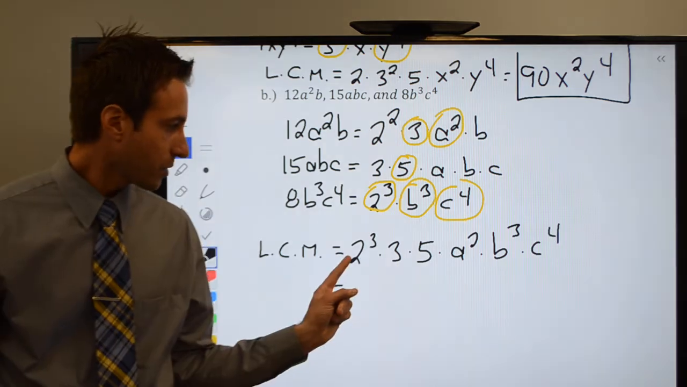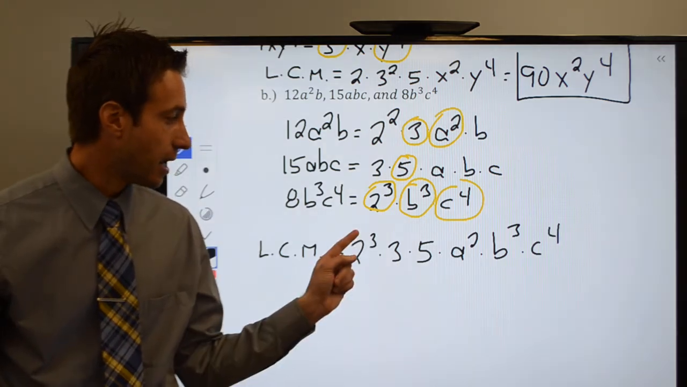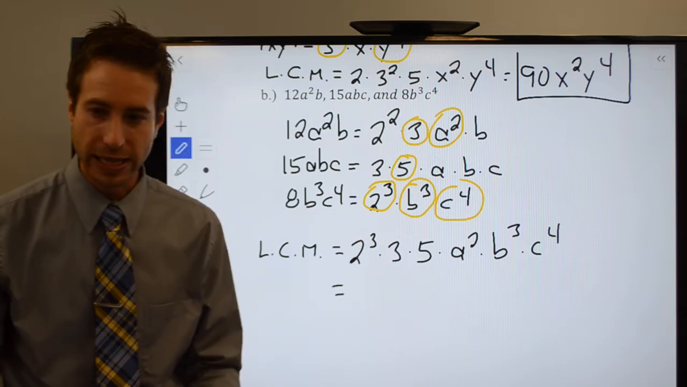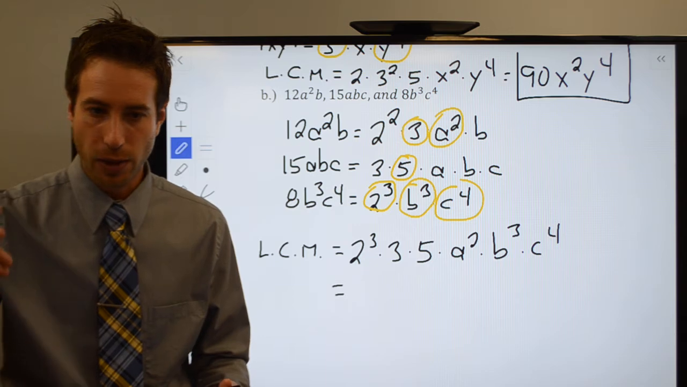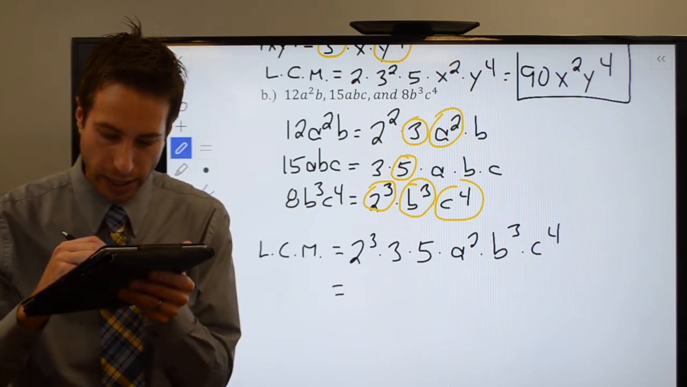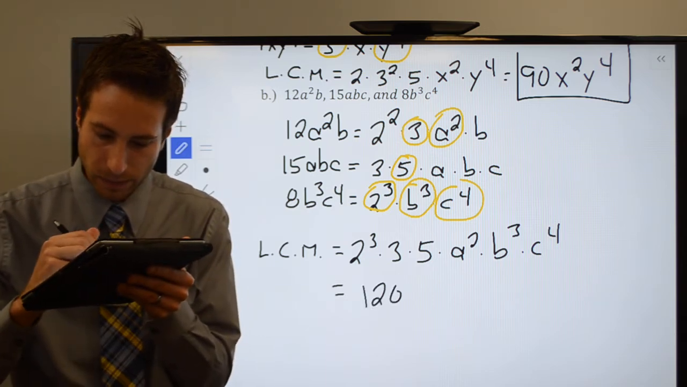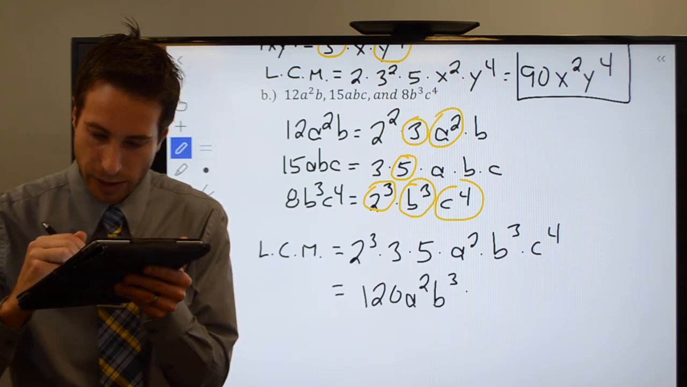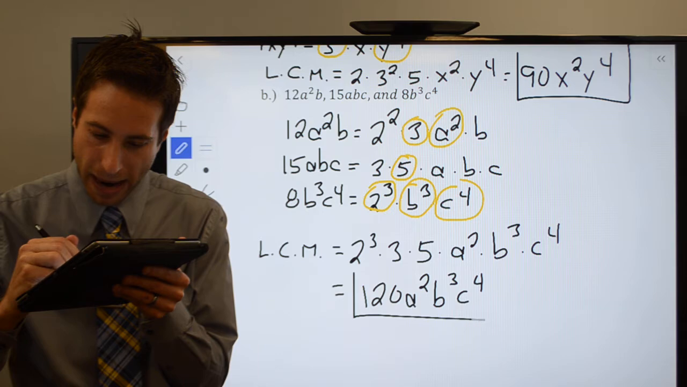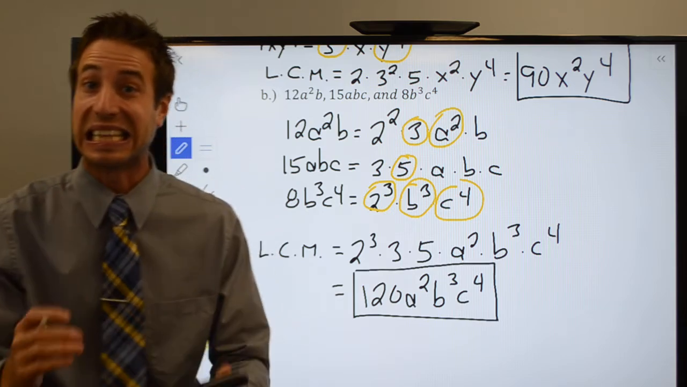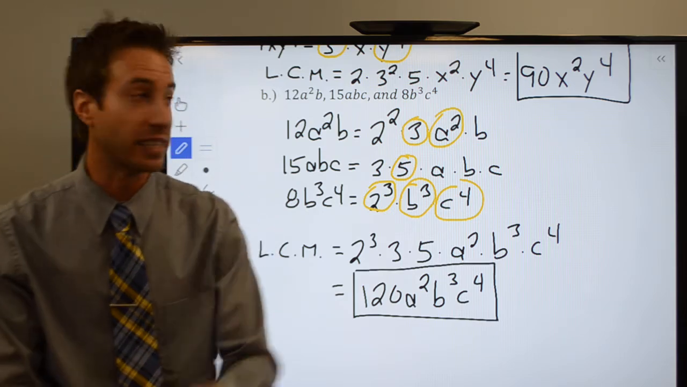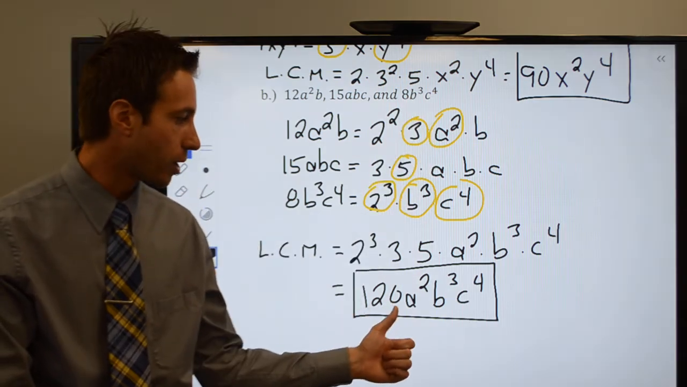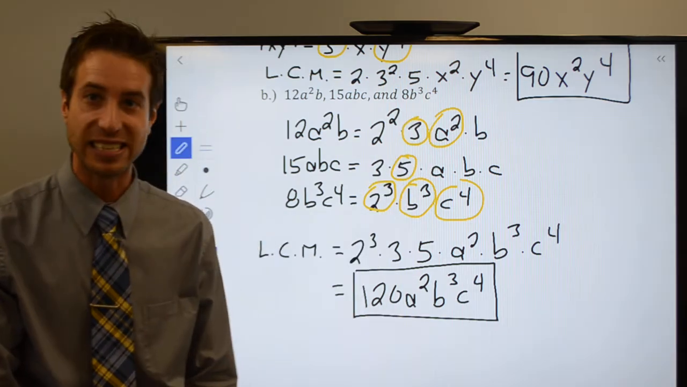All right, 2 cubed is 8. 8 times 5 is 40. 40 times 3, what do I get? I get 120. A squared, b to the third, c to the fourth. So my LCM, the least common multiple of these three monomials, is 120 a squared b cubed c to the fourth.